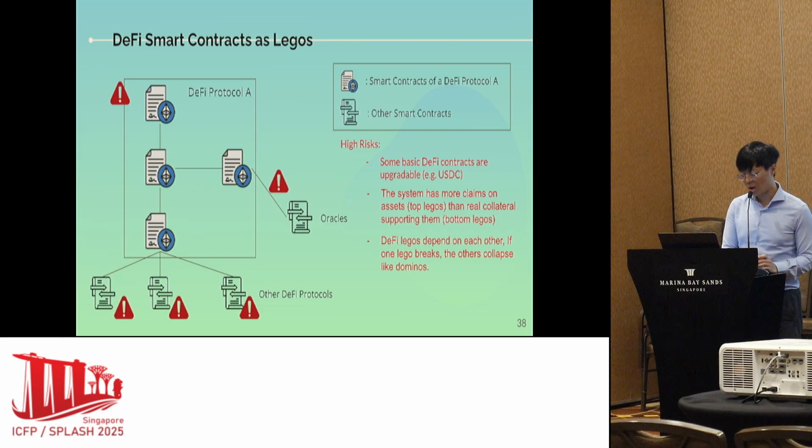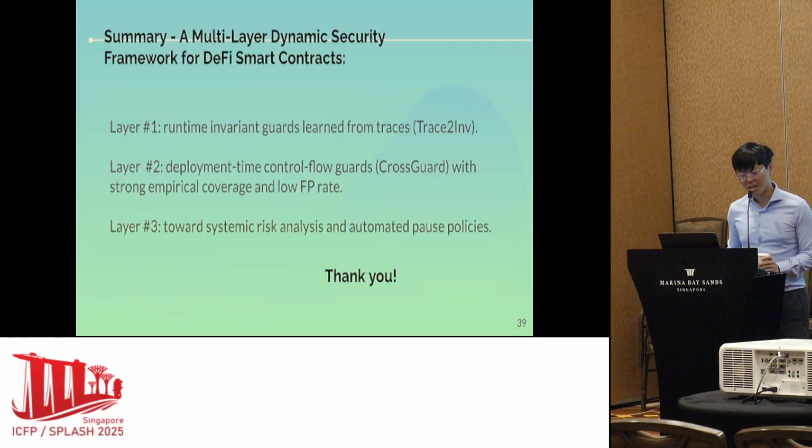So our proposed third layer of the DeFi Lego is to constantly monitor the whole ecosystem. Given a protocol A, we monitor its dependencies and also monitor the overall basic DeFi Legos, infrastructure Legos, to see if there's a potential risk behind it. So as a summary, we propose three layers for a dynamic security framework for DeFi smart contracts.